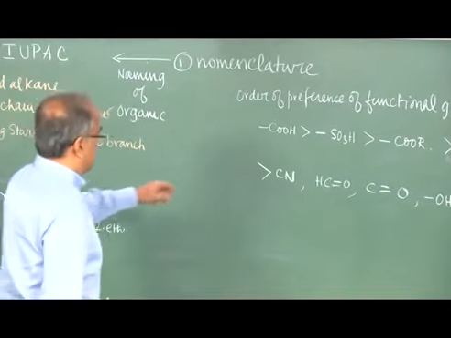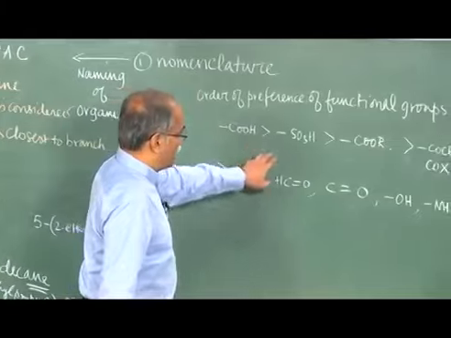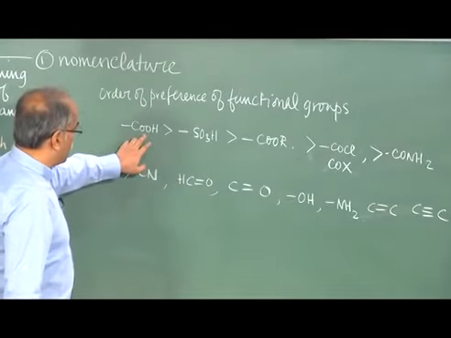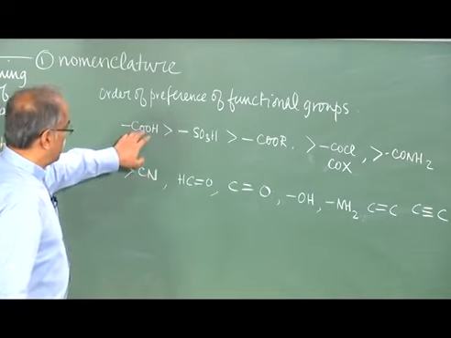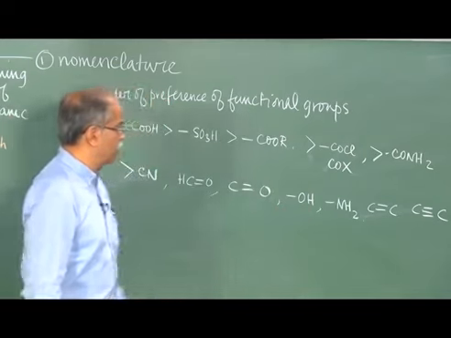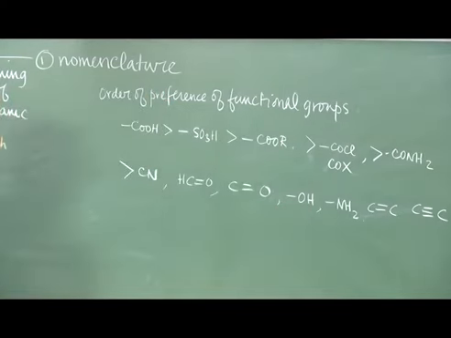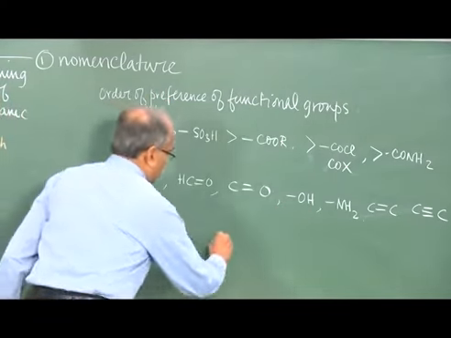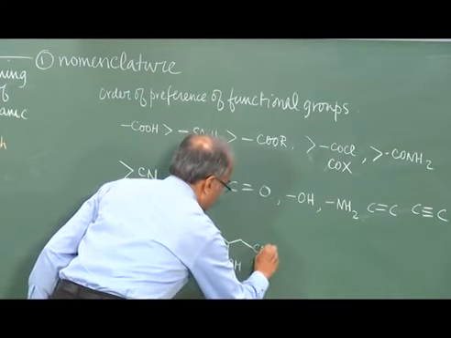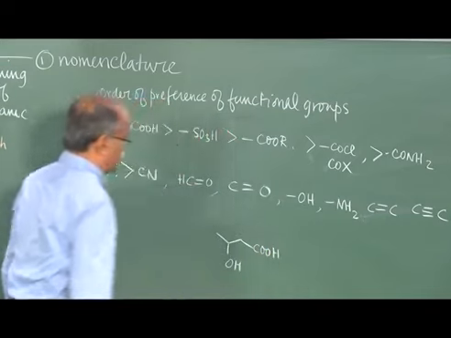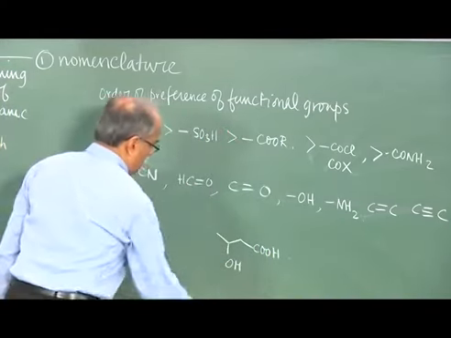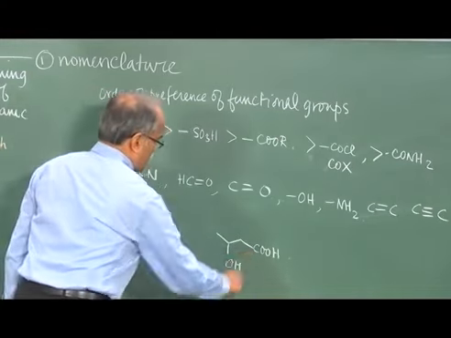If you have a carboxylic acid functional group in the molecule and a hydroxy functional group in the molecule, the carboxylic acid functional group gets a higher preference. The molecule is named as a carboxylic acid and not as an alcohol. I will simply explain this with an example. If we take a simple example like this, the compound can be either named as an alcohol or it can be named as a carboxylic acid.